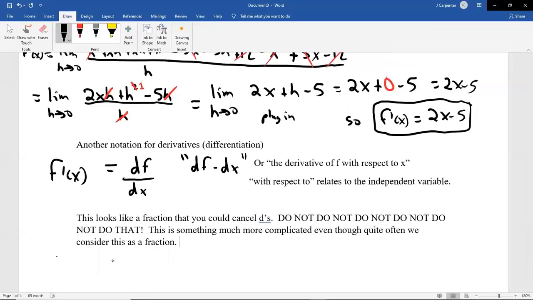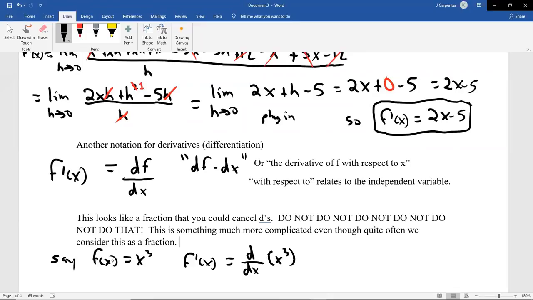Let's say our f of x was equal to x cubed. F prime of x, in other words, the derivative of the function, would be the same thing as taking the derivative with respect to x of x cubed. This notation is the same as saying do this thing. So when you write d over dx, that says to take the derivative of something with respect to x. So x cubed is our function, and then we're taking the derivative of that.